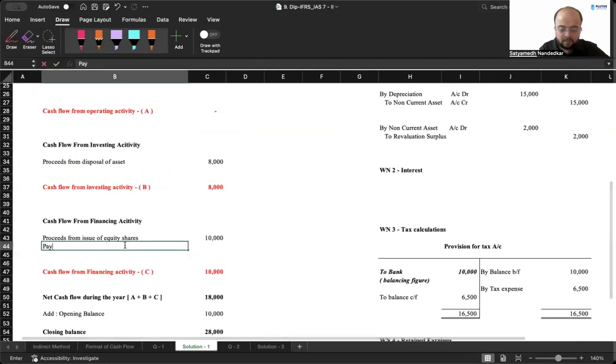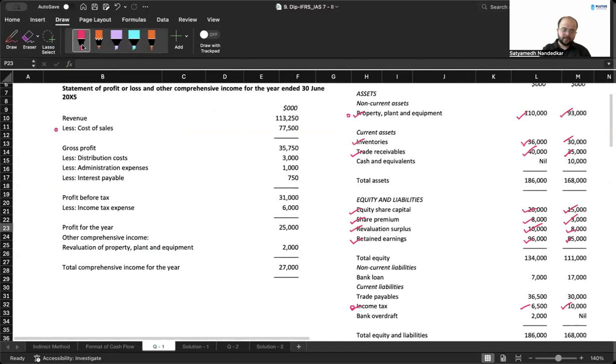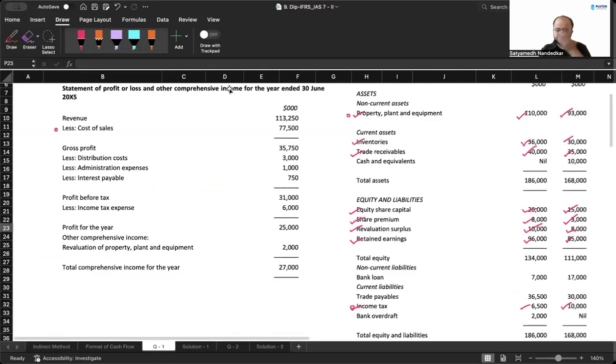So here write down payment of dividend on shares, working note 4. Kitna? Minus 14,000. Okay. So this is dealt with. Now, you had an opening bank loan of 17,000, closing bank loan of 7,000. The one explanation I could get is that I must have repaid the loan. So, repayment of loan. Itna? Minus 10,000. From 17, you have come down to 7.